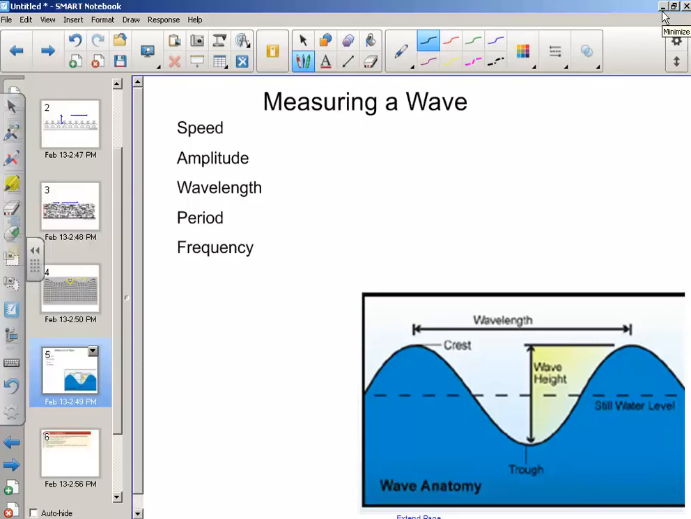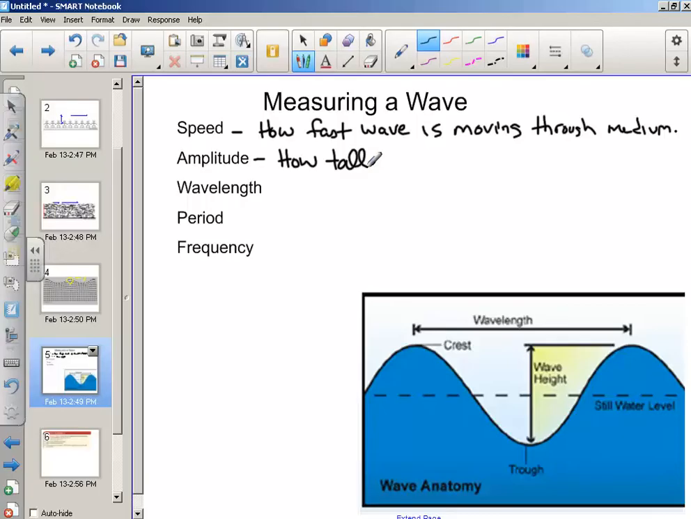Now, the first thing is the speed. And you saw it there. It's how fast the wave is going laterally. How fast the wave is moving through the medium. The amplitude is how tall it is.